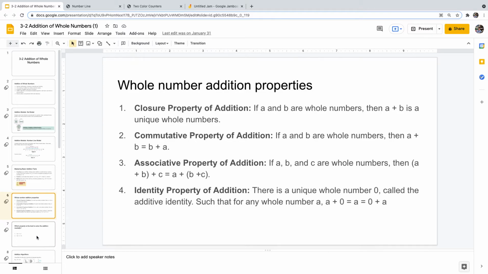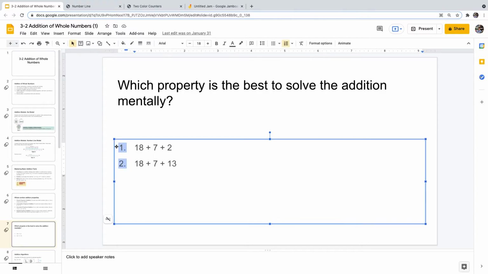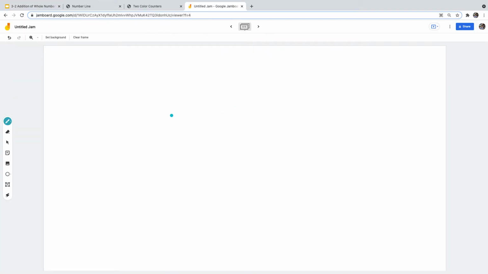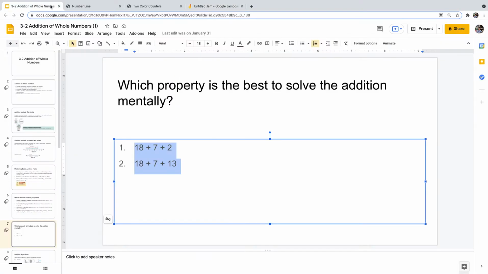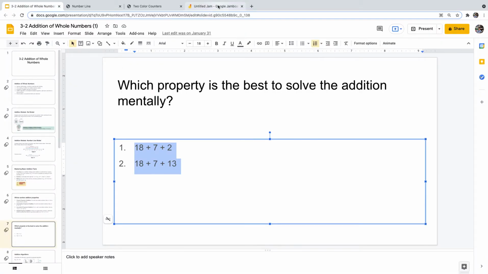Okay, all right, what's next? Which property is the best to solve the addition mentally? 18. Let me copy this down here and let's solve this together. 18 plus 7 plus 2. While I'm writing this down, I want you to have some time to solve this. 18 plus 7 plus 13.